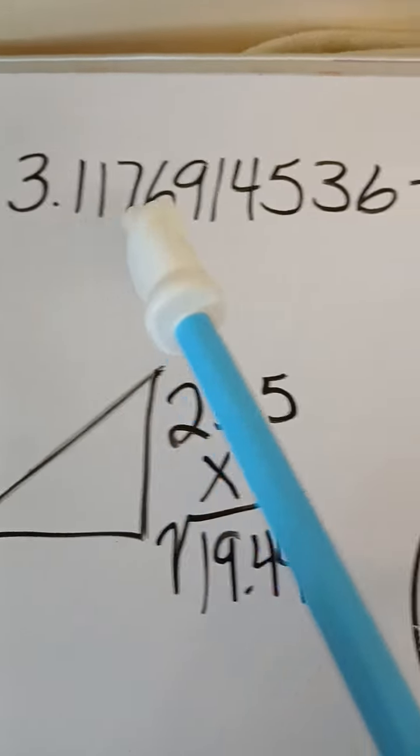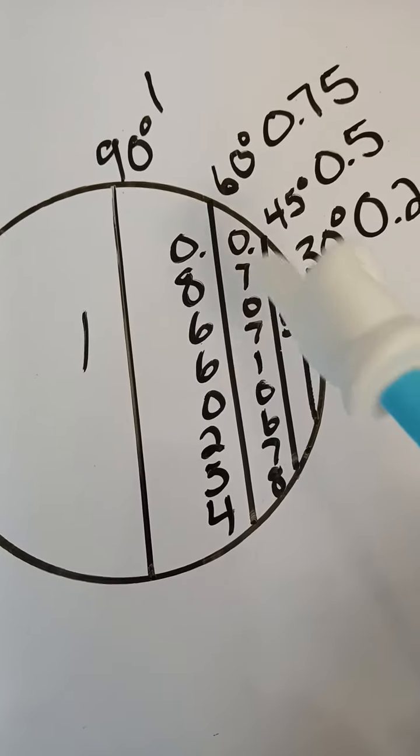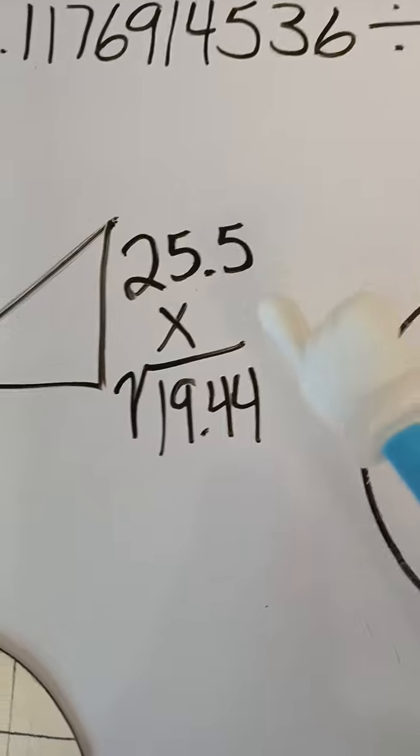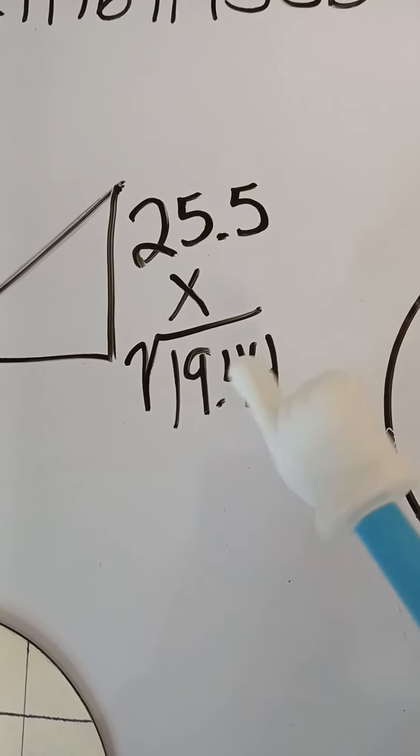So let's test it. If we take the circumference, true value of pi, and divide it by the square root of 19.44, you'll see you get that answer. But if you want to figure out your circumference, you take the height at 45 degrees and multiply it by the square root of 19.44.